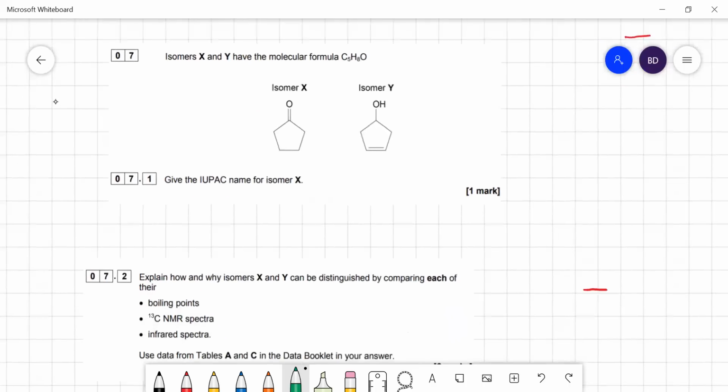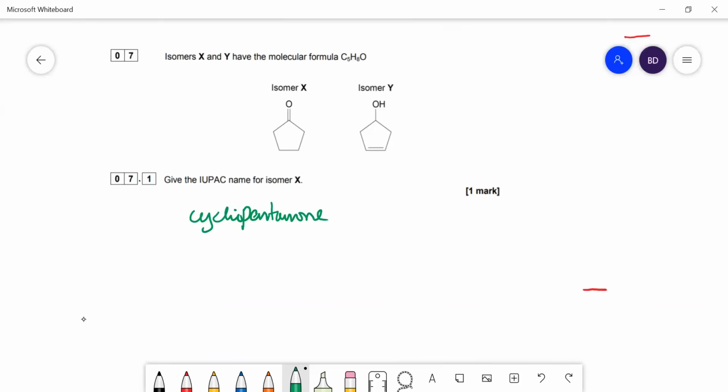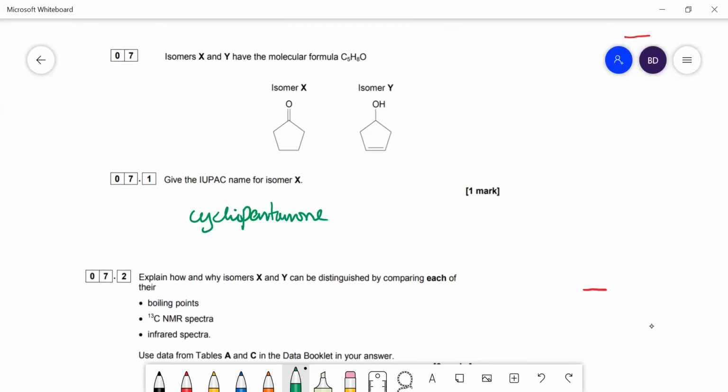Okay, isomers X and Y have the formula C5H8O. Give the name for isomer X. Well, it's a ketone, so it's pentanone. There's 5 carbons, and it's cyclic, so it's cyclopentanone.